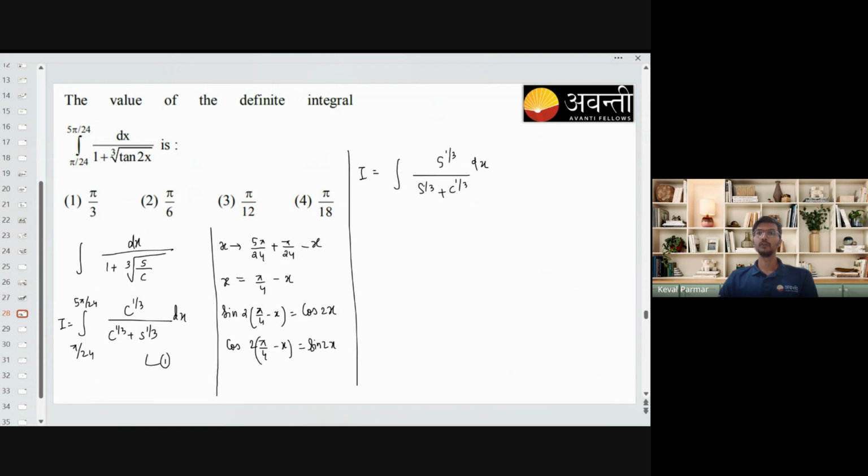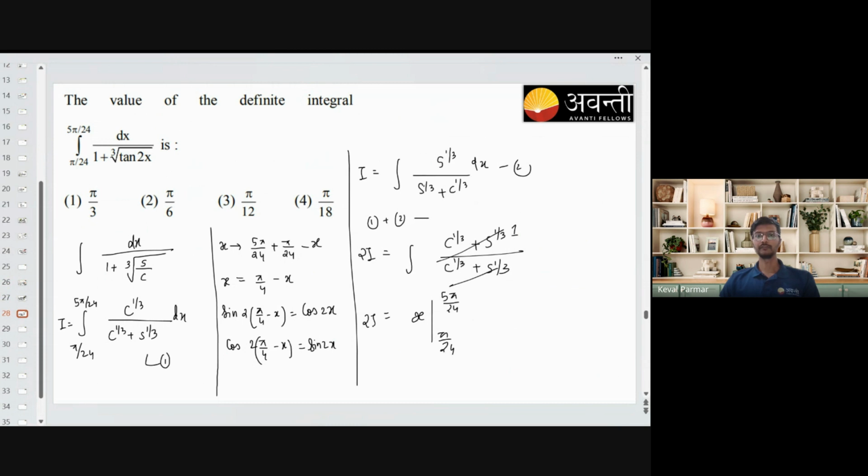Now what do we do after king, guys? After king we add. So if we add 1 plus 2, we get 2I equals integration. Numerator has cos 1 by 3 plus sin 1 by 3 upon denominator also the same, cos 1 by 3 plus sin 1 by 3. It will get cancelled, we'll get 1. And what is the integration of 1, guys? It is x. What are the limits? Pi by 24 and 5 pi by 24.